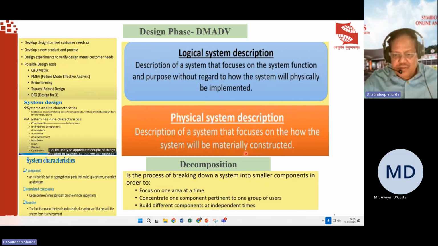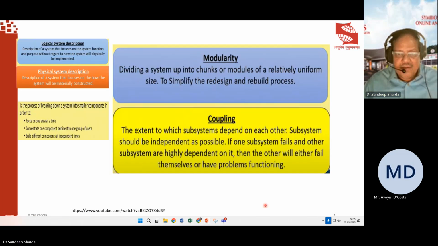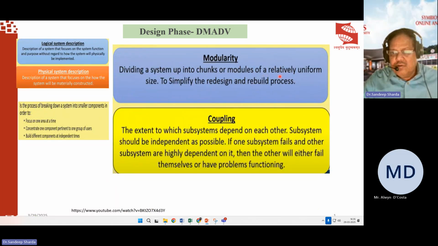Decomposition is the process of breaking down a system into smaller components in order to focus on one area at a time, concentrate on one component pertinent to one group of users, and build different components at independent times. We also divide the system into chunks or modules of relatively uniform size to simplify the redesign and rebuild process. Coupling is the extent to which subsystems depend on each other. Subsystems should be as independent as possible. If one subsystem fails and the other subsystems are highly dependent on it, then the others will either fail themselves or have problems functioning.